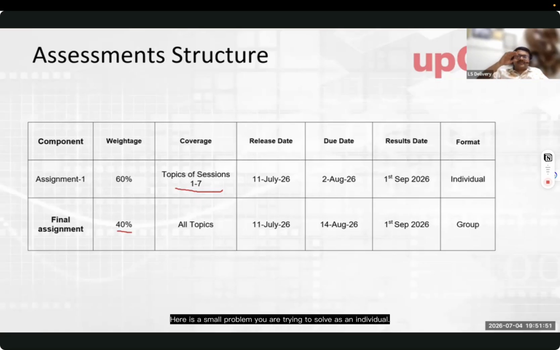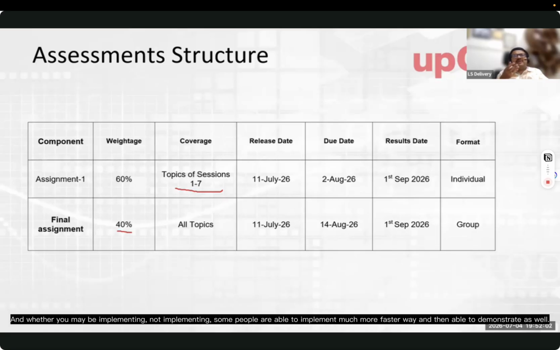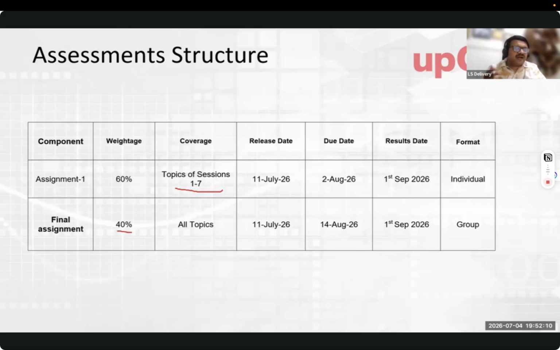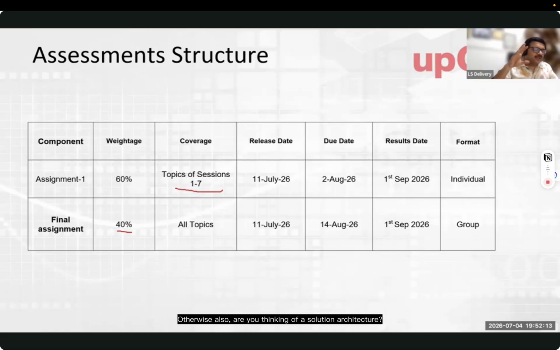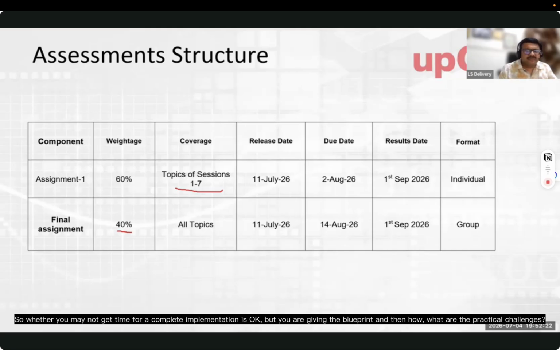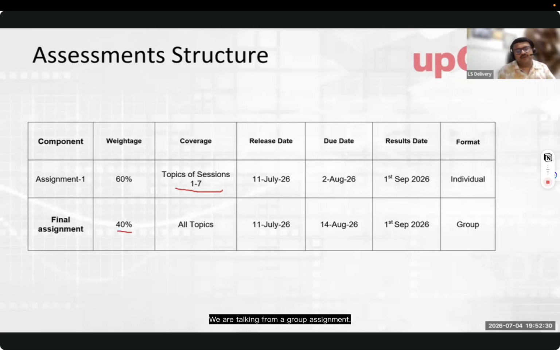What is different here is, a small problem you solved as an individual, now you are amplifying to a business case level. You are all business leaders, right? What bigger problem am I trying to solve, and whether you implement or not. Some people are able to implement much faster and demonstrate as well. That's perfectly fine. Otherwise, are you thinking of a solution architecture? Are you thinking of the real problems and challenges? It's okay if you don't get time for a complete implementation, but you give the blueprint and the practical challenges you will have. Those are the things we are talking about for the group assignment.